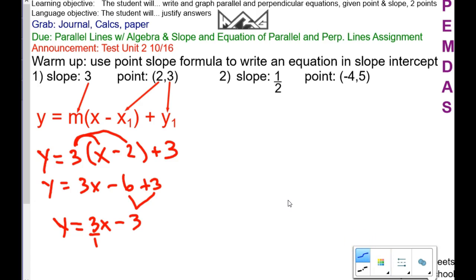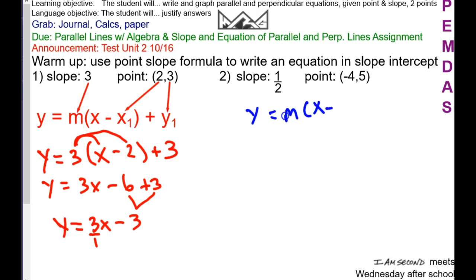Y equals m times x minus x1 plus y1. All right, we're going to replace m with what? 1/2. Parentheses, x. Now, what goes right here? It's supposed to be minus, and then we have x1, which is negative 4.